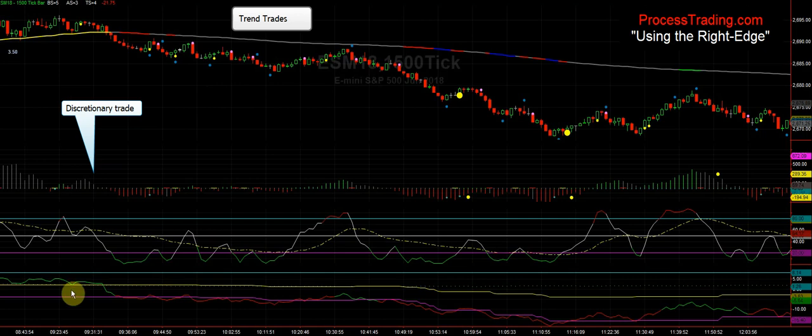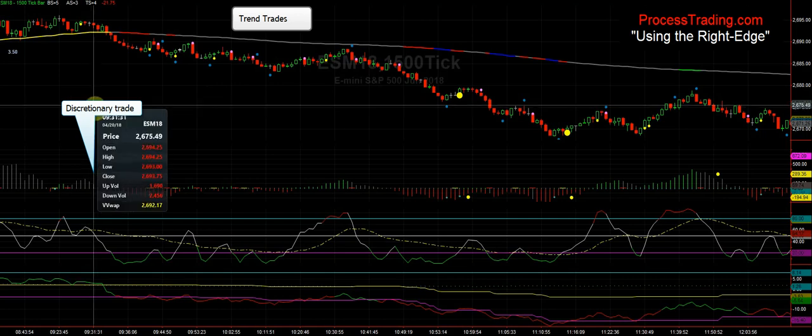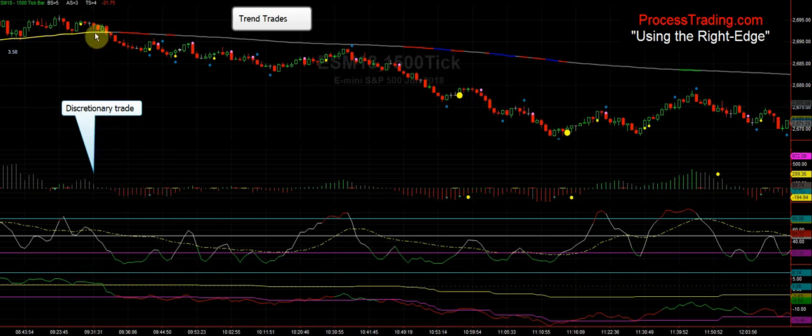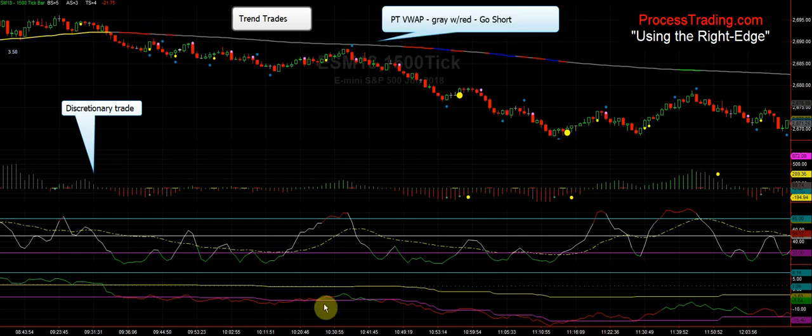So first of all, we see that the market opened right around here, and that the uptrend, the PT VWAP line, was yellow, so that's an uptrend, but then it turned gray, and that means it's now in a downtrend. And the technique that we have says that anytime the PT VWAP is gray and it has red indications on it, then we can take trades to the short side.